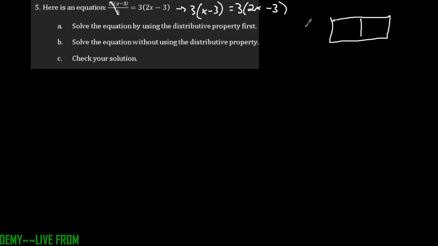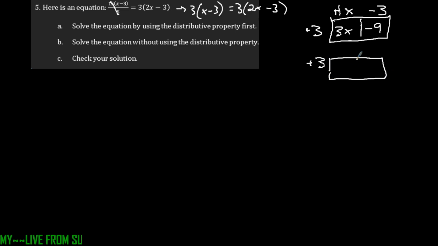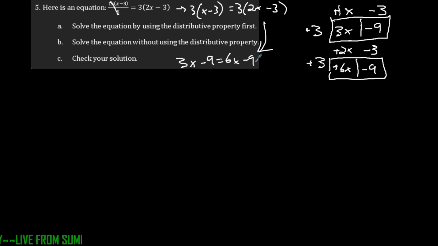So I have 3 on the outside, so 3, I have positive 1x, times positive 3 is 3x, and I have positive 3 times negative 3 is going to be negative 9. Same idea with this one. I have positive 3 on the outside, and on the inside of my parentheses, I have positive 2x and negative 3 again. So this is going to be positive 6x and negative 9. So I rewrite my equation. This becomes 3x minus 9 equals 6x minus 9.